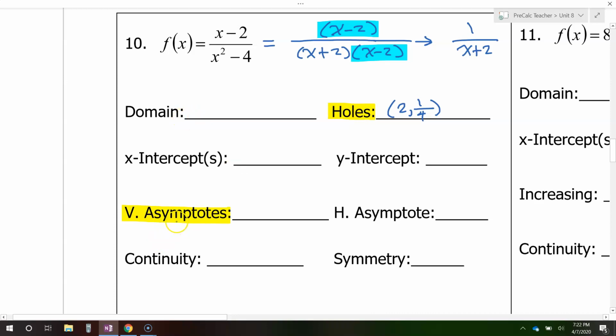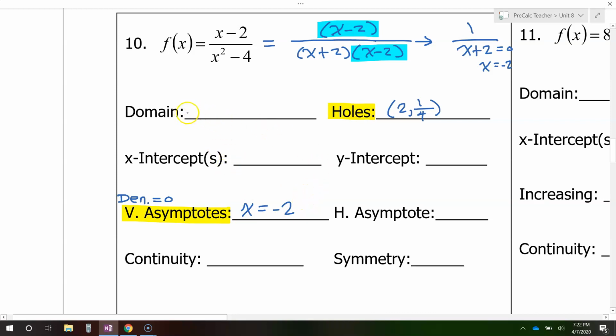Now, vertical asymptotes. You get the vertical asymptotes by setting the denominator equal to 0. So when I ask myself what the vertical asymptotes are, I set the denominator equal to 0. If I set this equal to 0, that's going to give me x equals negative 2. So that is my vertical asymptote. I have a vertical asymptote at x equals negative 2.